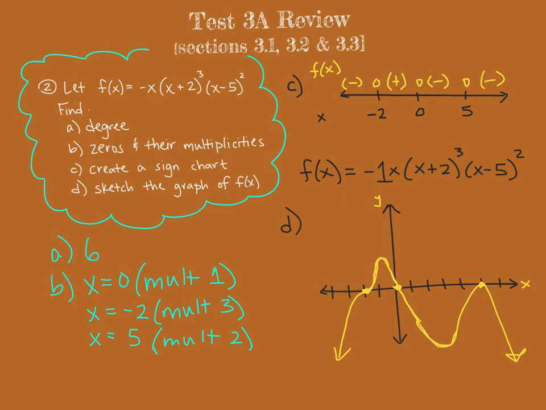So it looks something like this. If you plug this graph into Desmos, you would see something very similar, although most likely it is a lot steeper here and probably goes down and up a lot more. We have the general idea using the zeros, their multiplicities, and our sign chart.